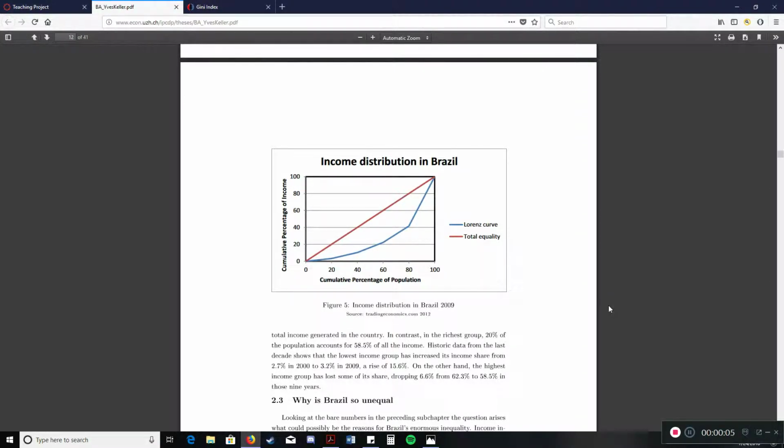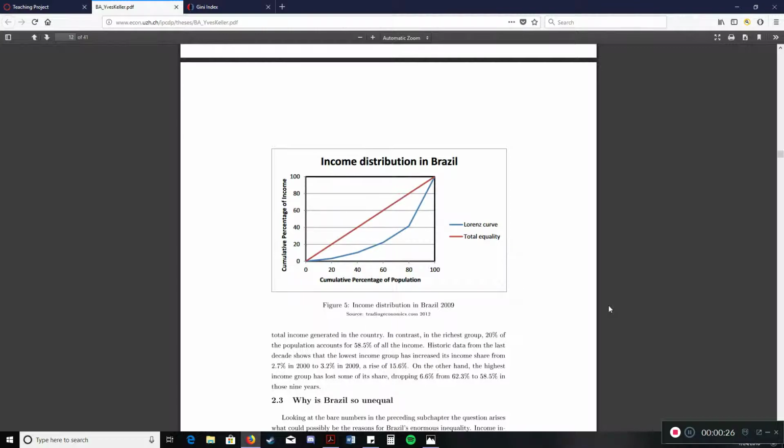However, for Brazil, it has gotten better since 2000, as in 2000, the lowest 20% only made 2.7% of total income, which is now 3.2% in 2009, while on the other hand, the highest income group has lost some of its share, dropping from 62.3% to 58.5% from 2000 to 2009.